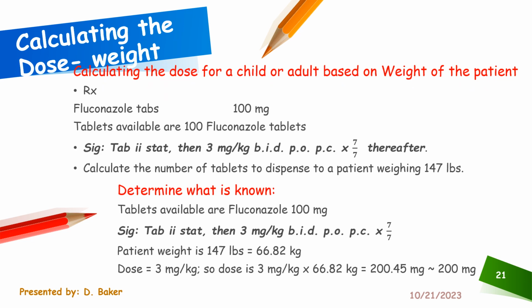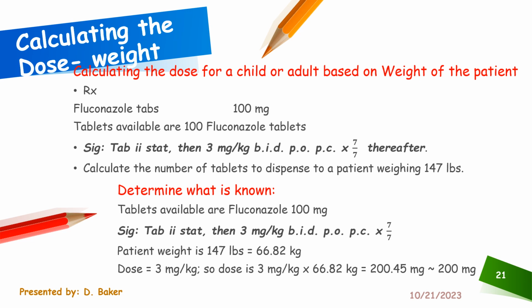So first you'll of course determine what you know. In this case, we know that we have available in the pharmacy fluconazole 100 milligram tablets. And we have a prescription, or instruction, which says we're supposed to give 2 tablets at once, and then for the maintenance dose it is supposed to be 3 milligrams per kilogram twice daily, and we're giving that for a total duration of 7 days. Patient weight is 147 pounds.